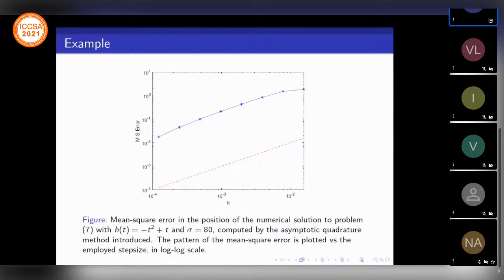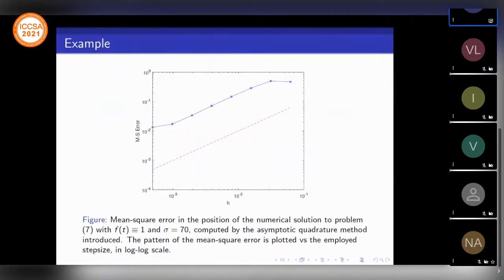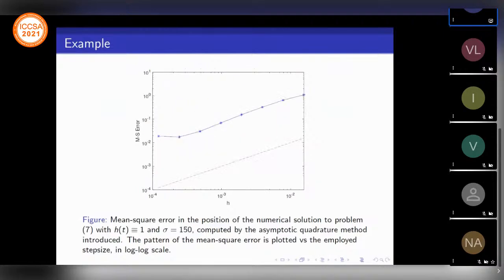We test also for h of t equal to 1 and sigma 60. Essentially the rate is the same. It does not depend on the function or on the parameters. And also we have this case in which the oscillation is very high, with sigma equal to 150.